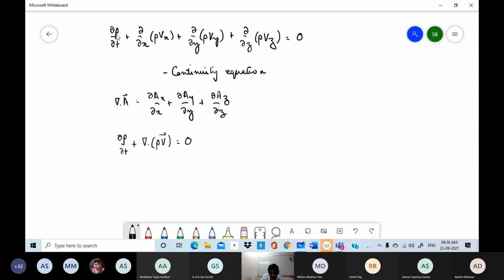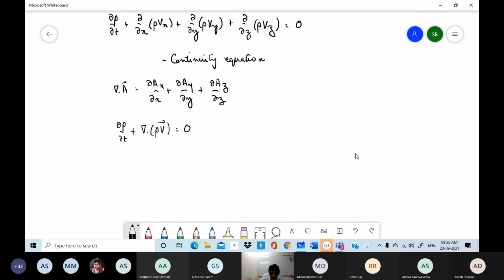So this is the same equation. This I wrote out explicitly in Cartesian coordinate system in terms of components. If I write it in a more compact form in a vector notation, this is what it will be. Now, we can write it in an alternative form.